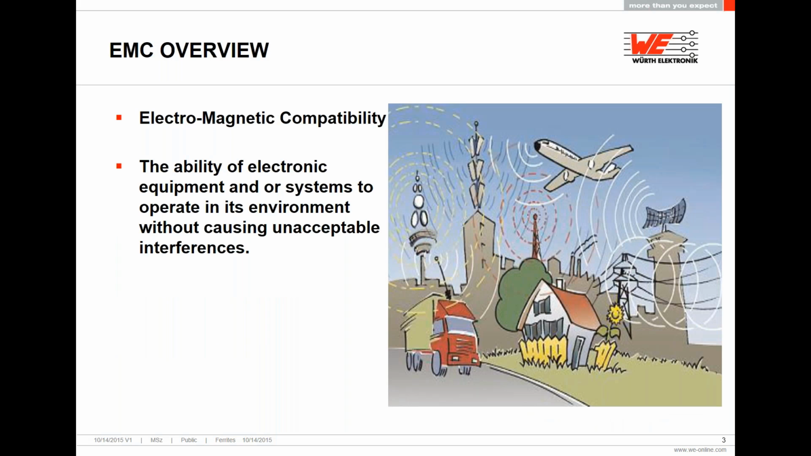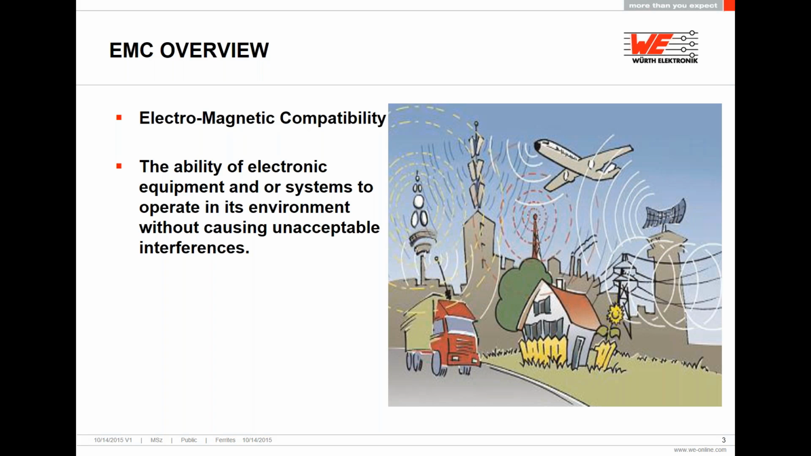So first of all, we need to identify the differences between EMI and EMC. Every electronic device emits EMI, or electromagnetic interference. How that affects your device and other electronic devices is where EMC comes in. EMC, or electromagnetic compatibility, is concerned with how well your product interacts with other products within its environment.